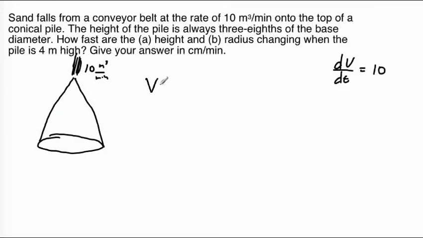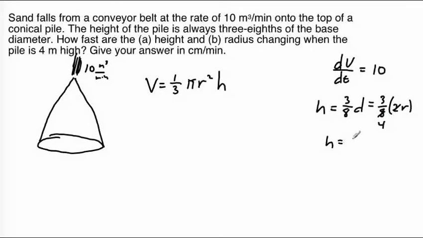Well, the volume of a sand pile that is conic is going to be 1/3 base, which is pi r squared, times height. And I know that the height of the pile is always going to be 3/8 of the base's diameter. Since this is r, I need to make this in terms of r. So this is going to be 3/8 of the diameter, which is 2r. This is going to reduce to make it 4. So the height is going to be 3/4 r all the time.